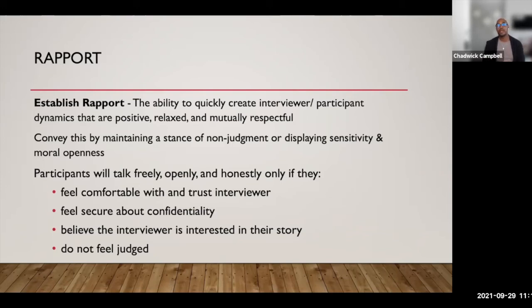I am comfortable doing that, but it is one of the ways that I try to build rapport with my participants, because I'm asking them to be very vulnerable. And so I feel like it's important for me to show them that I'm also willing to share a bit with them. Participants will talk much more freely and openly when they feel comfortable with the interviewer, when they feel like they can trust you. They're not concerned about their own stories being shared outside of the interview, et cetera. And they believe that you're actually interested in hearing their story and understanding them.